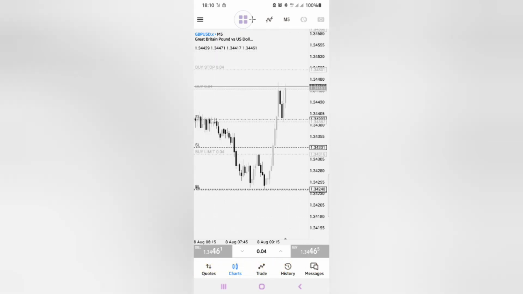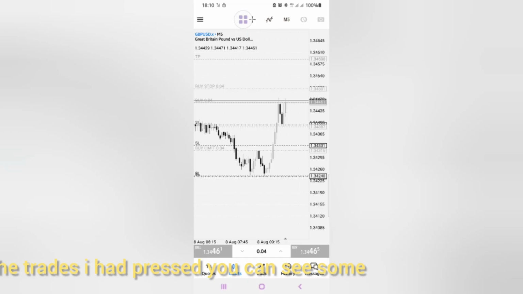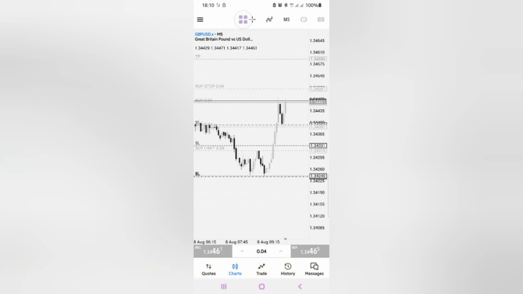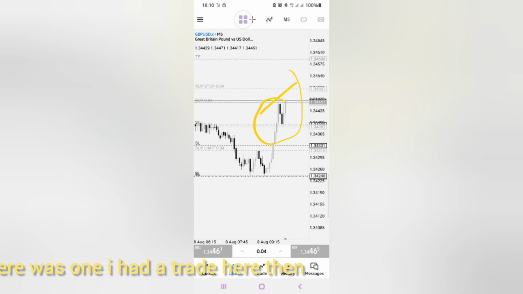Like you can see the trades I had pressed. You can see some history here. You can see that there was some momentum. I had a trade here, and there was one I had a trade here, then there was another one here. Even there was another one here.